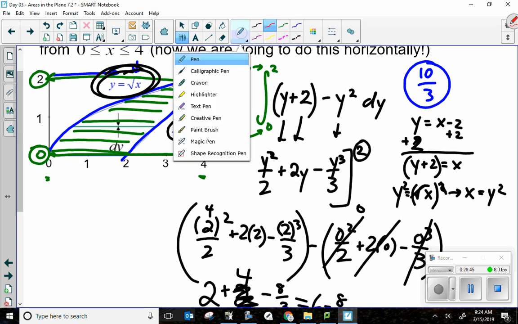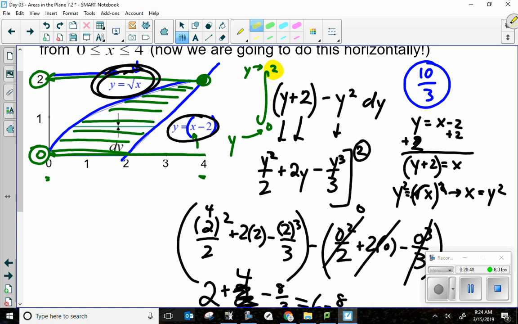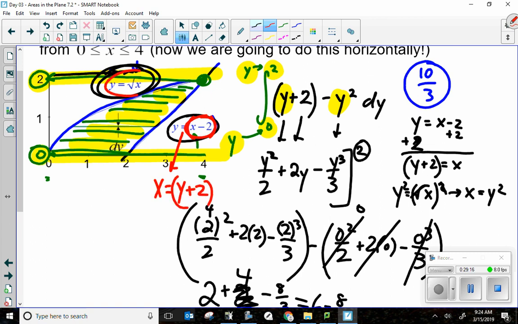Let me explain one more time: if my bounds are y's, I'm doing horizontal, going from 2 horizontally to 0 on the y-axis. If I'm using y's as my bounds, I have to have y's in my variables and my integrands. If I were to use this, that does not have a y in it whatsoever. These equations now need to be x equals y plus 2. This is what I use. This equation has to be x equals y squared. That's what I have to use.